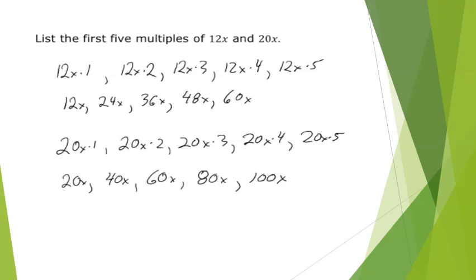So 12x times 1 is 12x. 12x times 2 is 24x. 12x times 3 is 36x. 12x times 4 is 48x. 12x times 5 is 60x. On and on and on. Since it only asks for the first 5, we're only given the first 5. For 20x, I'm going to take that term and multiply it by 1, 2, 3, 4, 5. So 20x times 1 is 20x, 20x times 2 is 40x, 20x times 3 is 60x, 20x times 4 is 80x, and 20x times 5 is 100x.